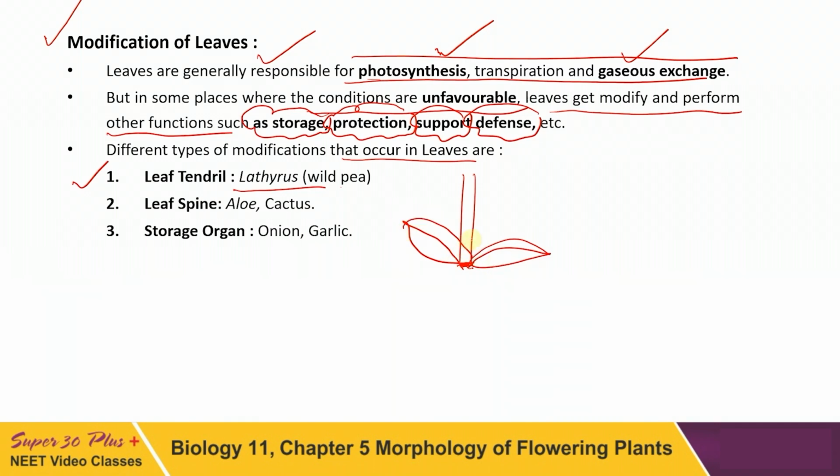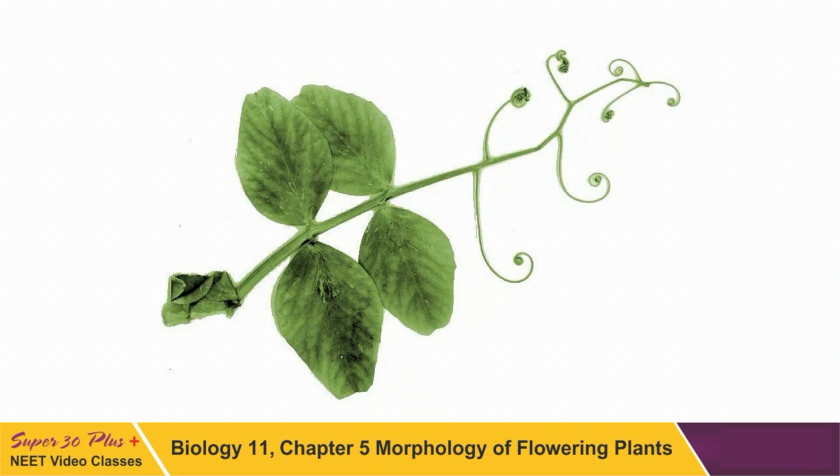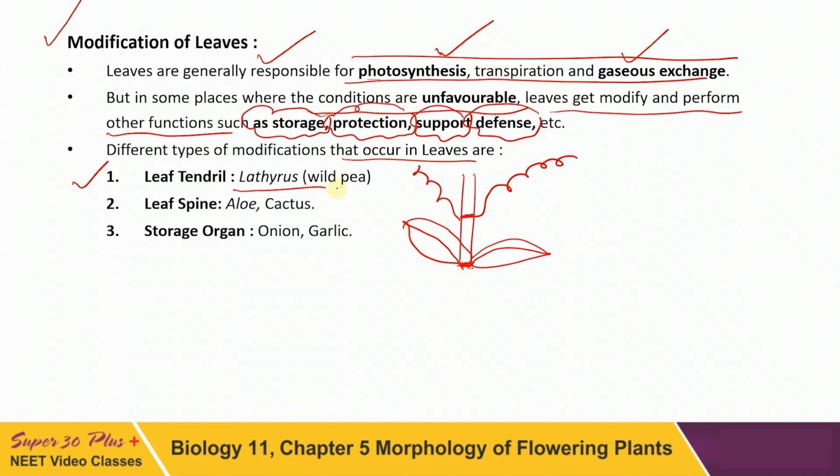In some cases the complete leaf will be modified into a tendril. The complete leaf is modified into a tendril. Leaf tendril is modified in wild pea.